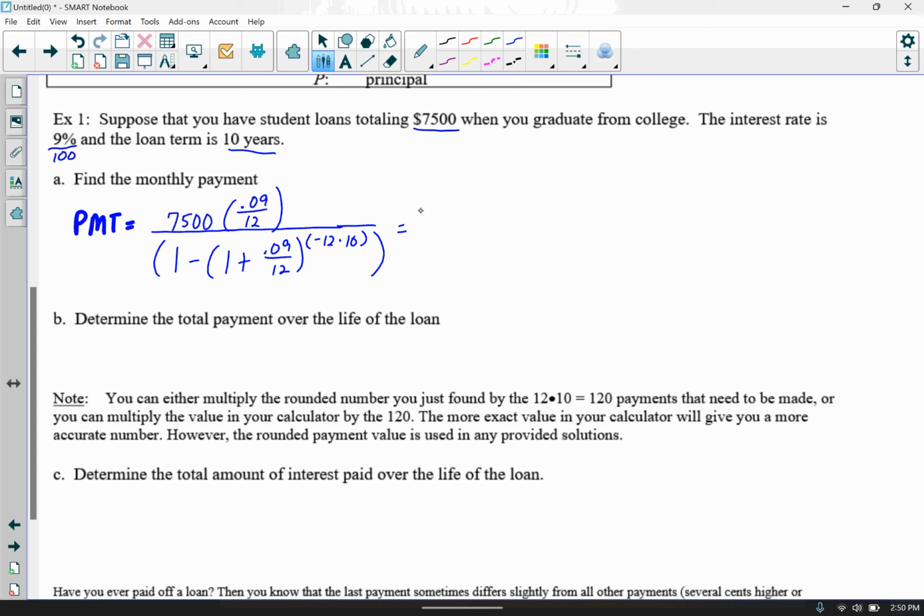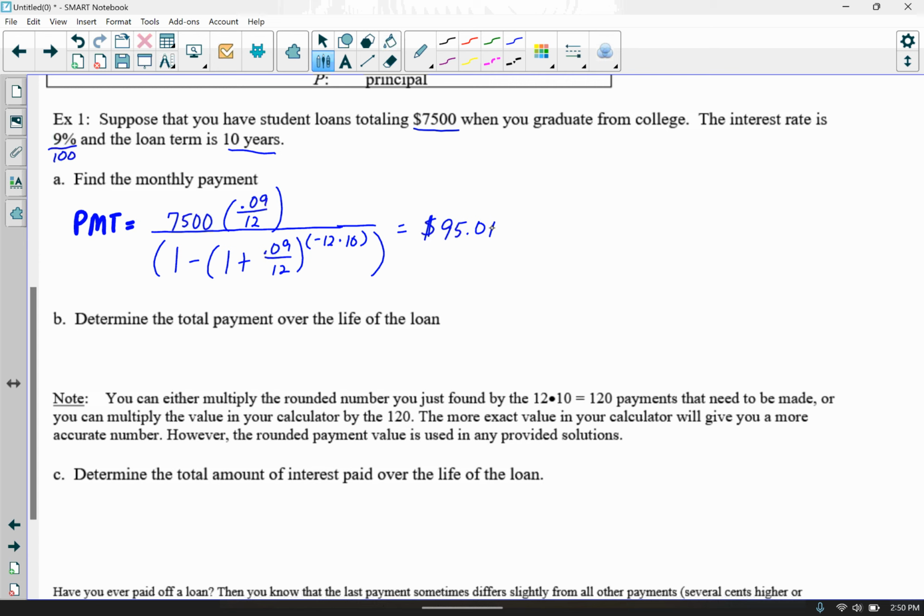You should be able to type this as, and use every parenthesis that you see there on your formula sheet. If you will type those in your calculator, most calculators can handle you putting this in all at one time, and that should give you an amount here of $95.01.